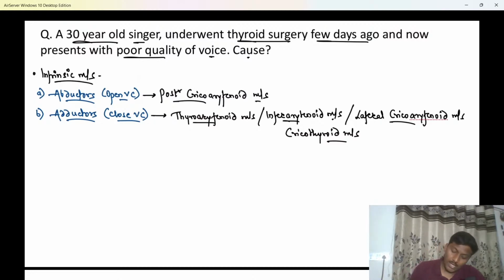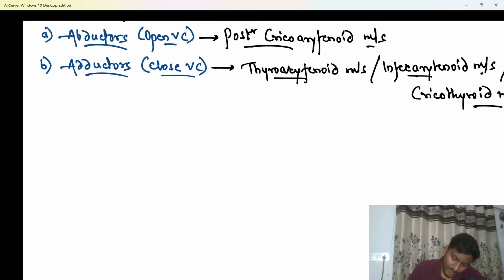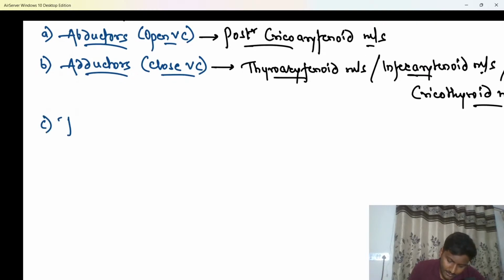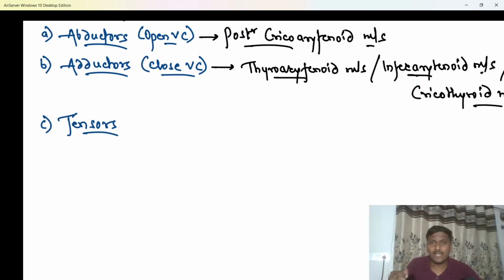Got it? And the last group of muscle, the third group of muscle, is called tensors. Now what are tensors actually? The name itself tells you, they are going to tense something. That means they are going to stretch something. They will pull something. What do they pull? The vocal cords. Got it? So why do we need to stretch the vocal cord? Why do we need to tense the vocal cord?